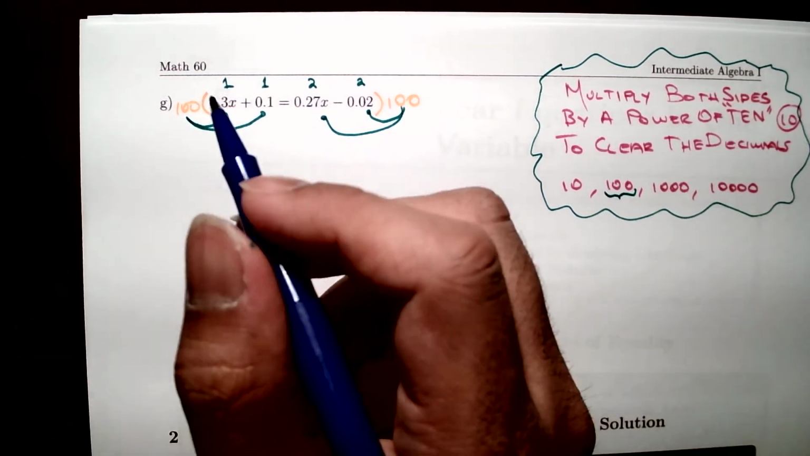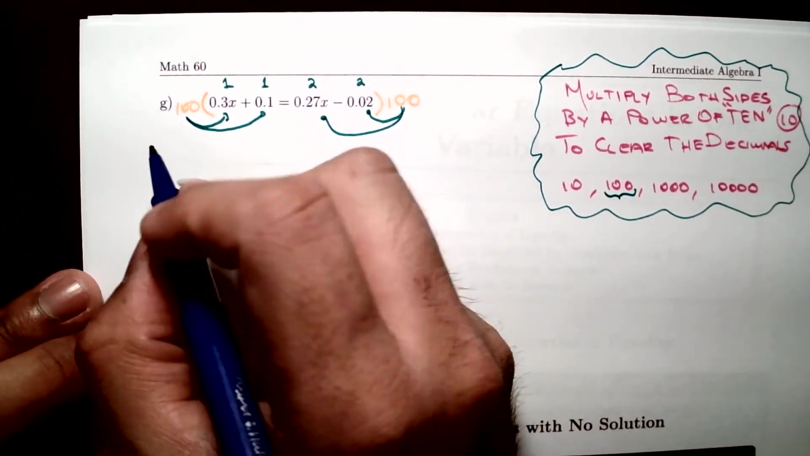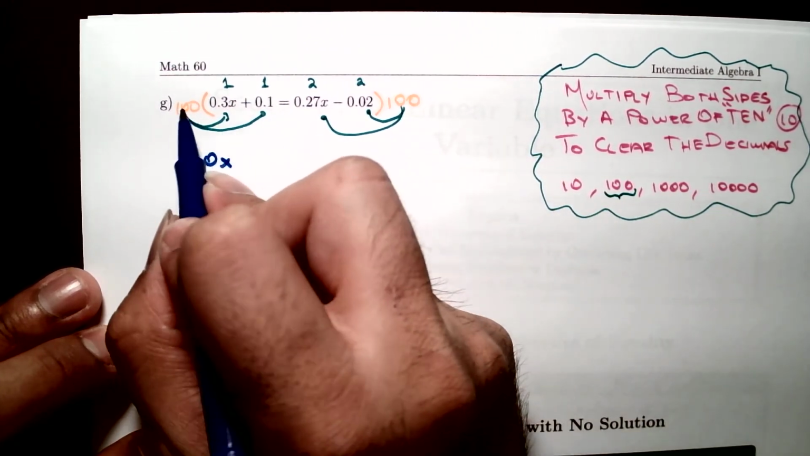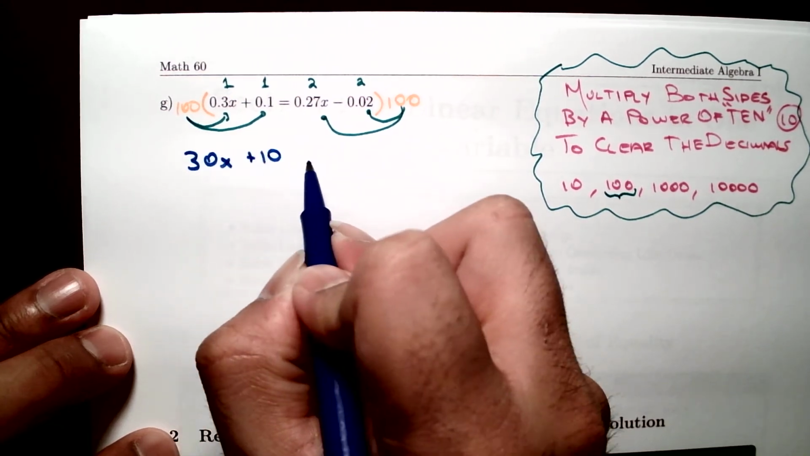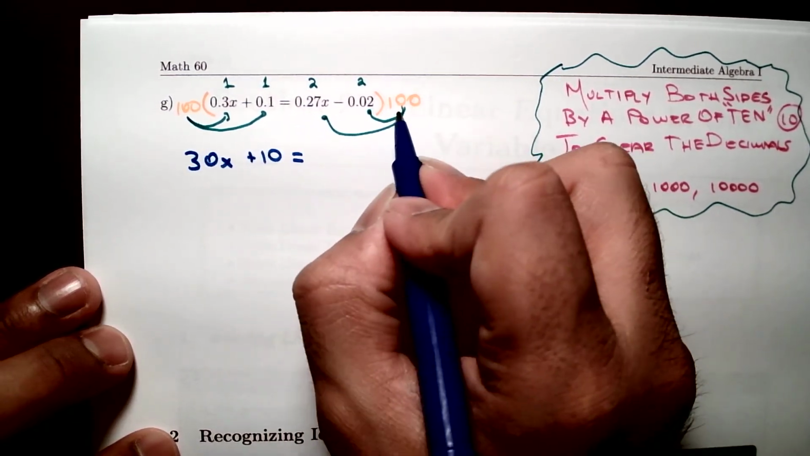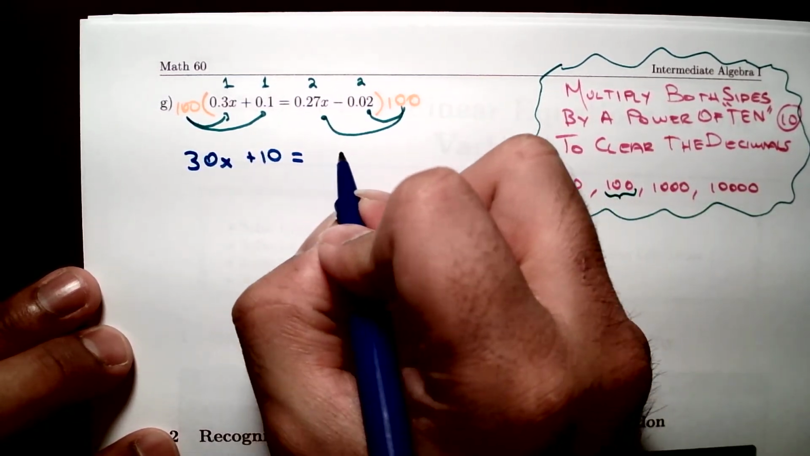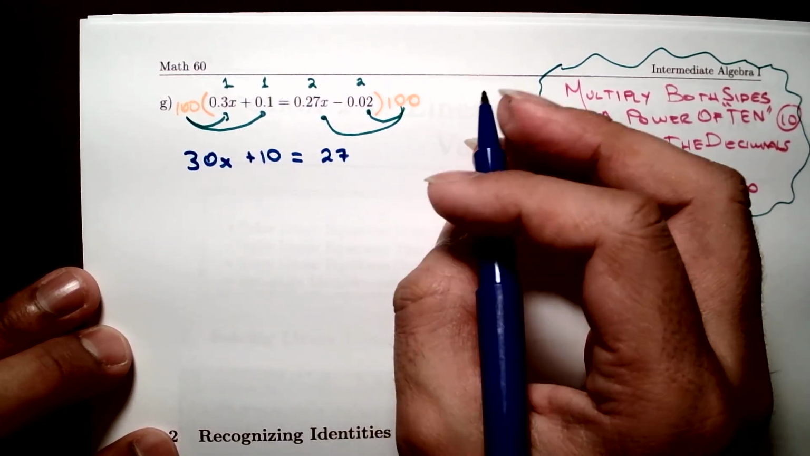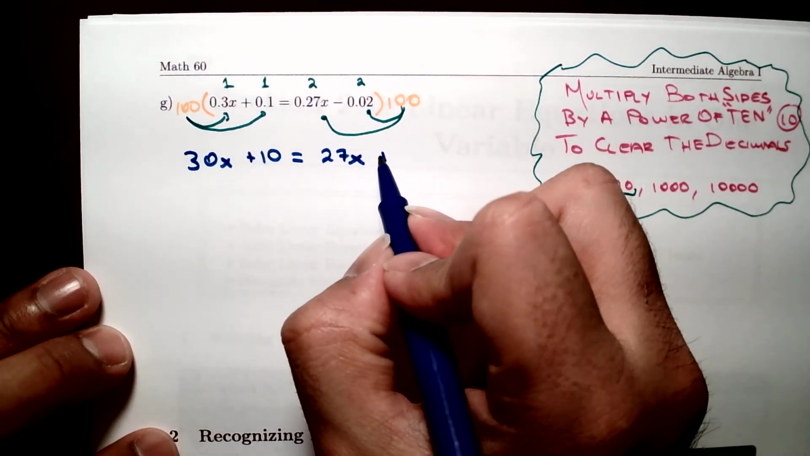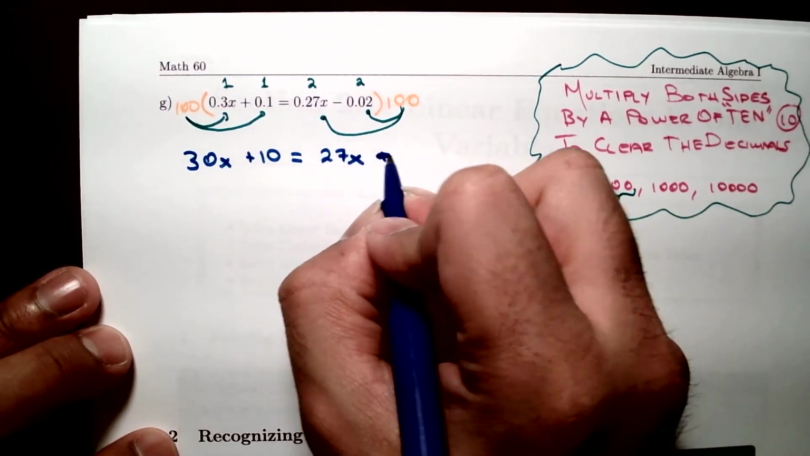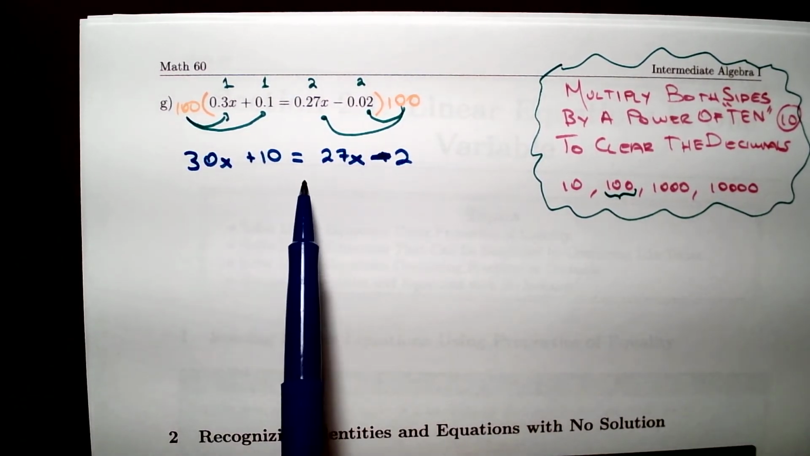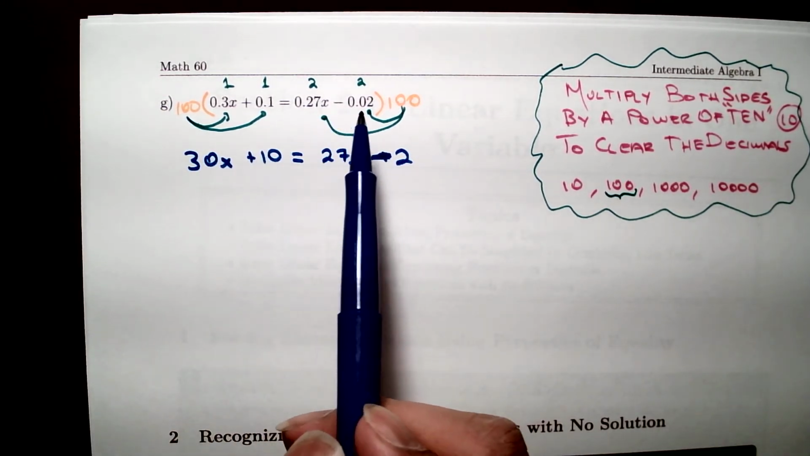Alright, let's do the operations here. Well, so 100 times 0.3, that's going to give us a 30x plus 0.1 times 100, that's a plus 10. You might want to verify those using a calculator if you prefer. And then 0.27 times 100, that's going to give me 27x. And plus, actually minus 2, not plus, minus 2.